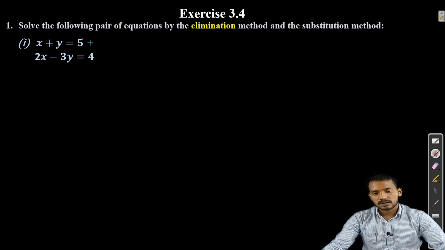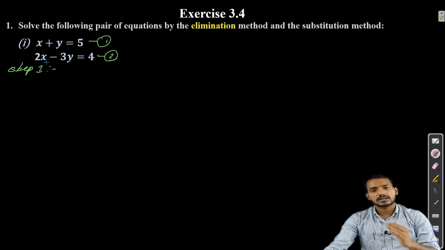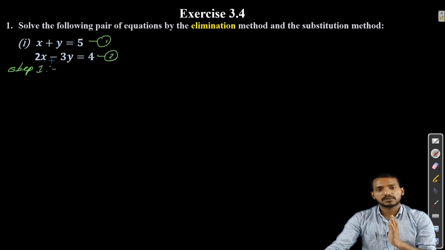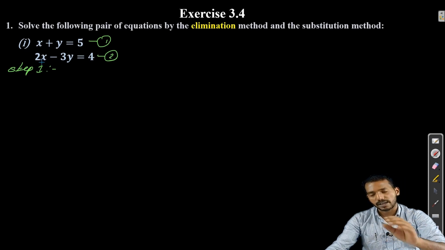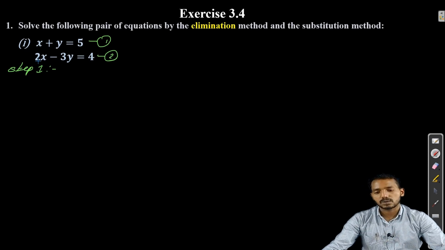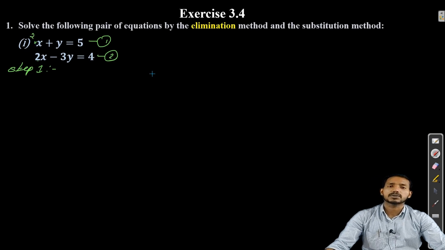Okay, so here this is equation number 1 and this is equation number 2. We need to solve, so we need to first proceed with step 1. In step 1, what we need to do? We need to make the coefficient of either of the variables numerically equal. That means coefficient of x or coefficient of y. Here I am going to make the coefficient of x equal. So here it is 2x. So to make it 2x here also, I need to multiply this equation by 2.